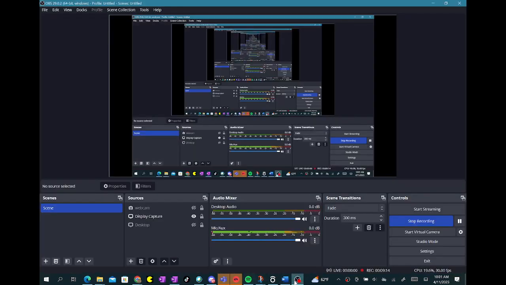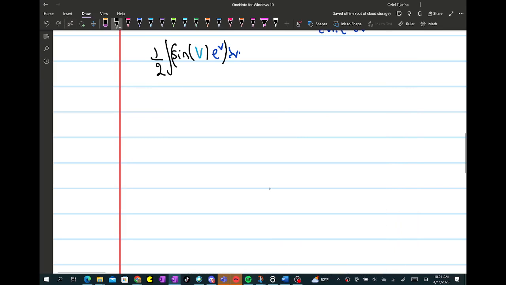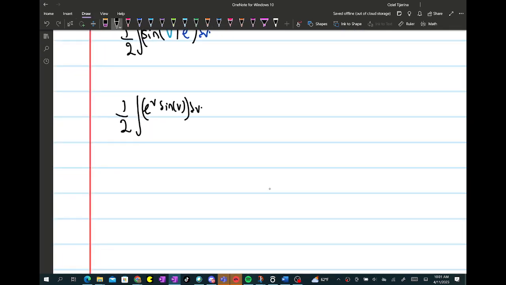And so basically what we're going to do now is make sure to leave the 1/2 here, and we're just going to look at this as if we're integrating with respect to v. So we have sine of v e to the v dv. And so let me actually rewrite this as e to the v sine of v dv, right? So basically I'm going to use integration by parts.